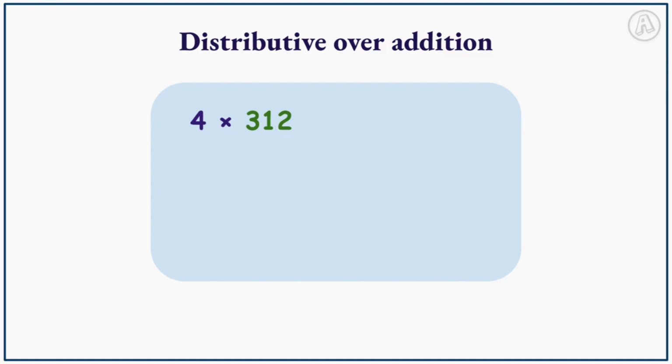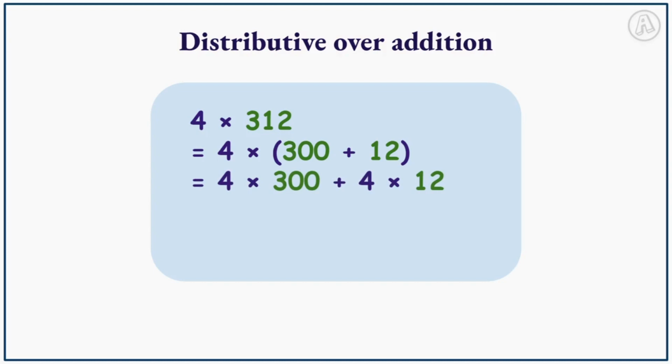Use your knowledge of the distributive property to complete the following calculation. We can simplify the calculation by breaking up 312 into 300 plus 12. So let's distribute 4 into the brackets. 4 times 300, and 4 distributed to 12 is 4 times 12. And we carry down our plus sign. So 4 times 300 plus 4 times 12.